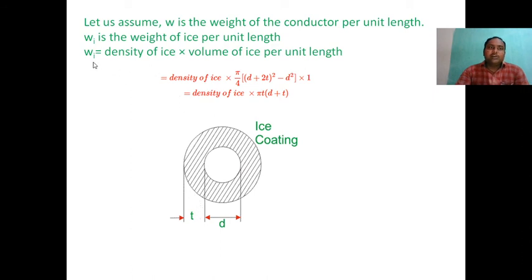So what is Wi? The weight of ice per unit length is the density of ice times the volume of ice per unit length. The volume is pi by 4 times (d plus 2t) whole square minus d square, times 1. Why do we use 2t? Because there are two thicknesses, t plus t, that becomes 2t. Finally the formula becomes density of ice times pi t (d plus t).